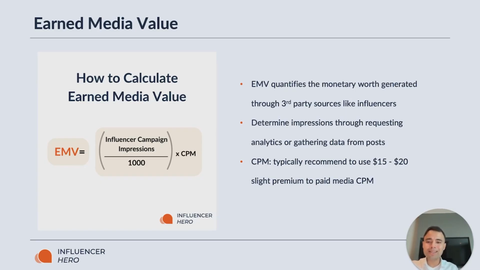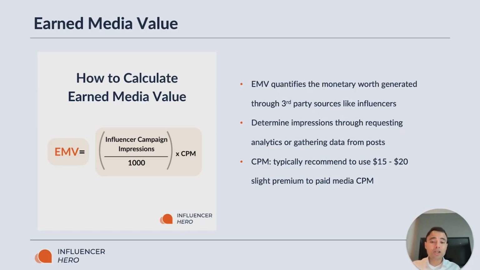So EMV is influencer campaign impressions divided by 1,000 multiplied by a set CPM. And the set CPM will basically tell you, okay, how much is it worth? So let's say you reach a certain amount of people and you divide by 1,000 multiplied by CPM. It tells you, okay, this is the monetary impact of the impressions you get, right?